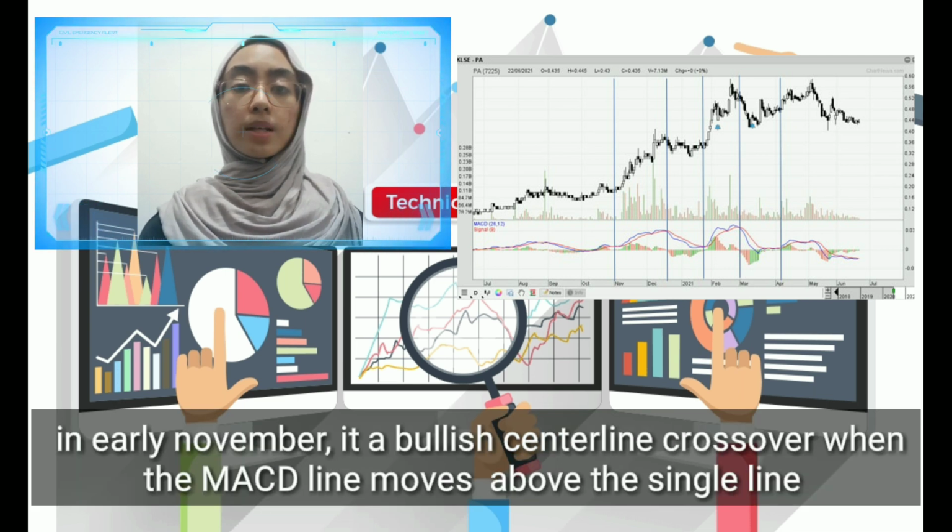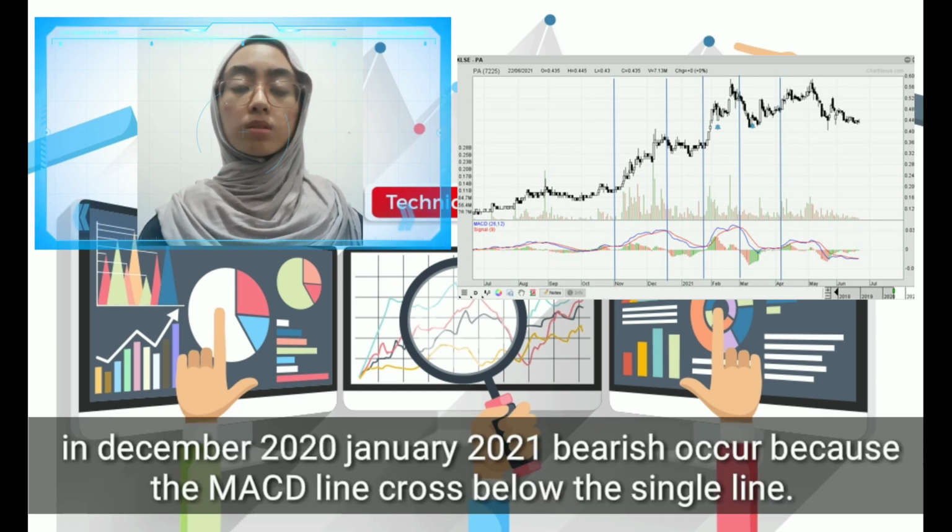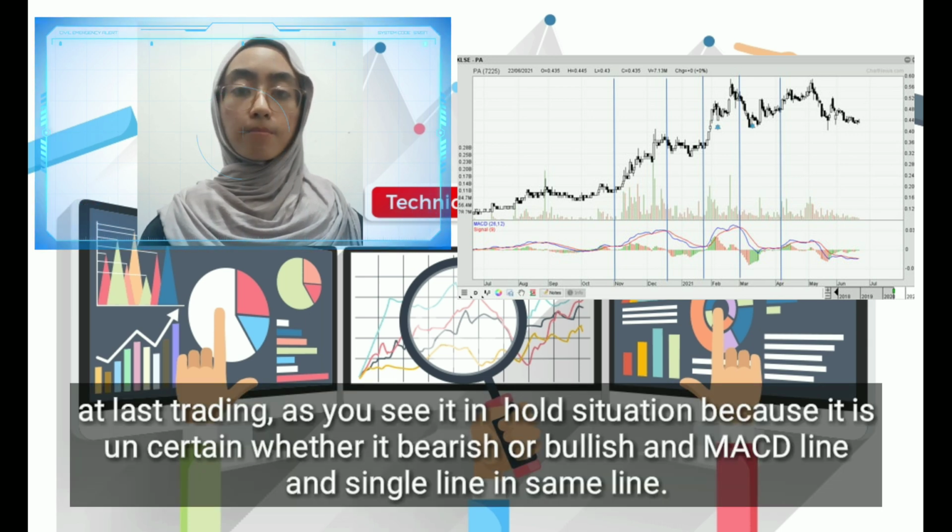In early November, a bullish centerline crossover occurred when the MACD line moved above the signal line. In December 2020 and January 2021, a bearish signal occurred because the MACD line crossed below the signal line. At the last trading, as you see in the whole situation, it is uncertain whether it is bearish or bullish, because the MACD line and the signal line are on the same line.